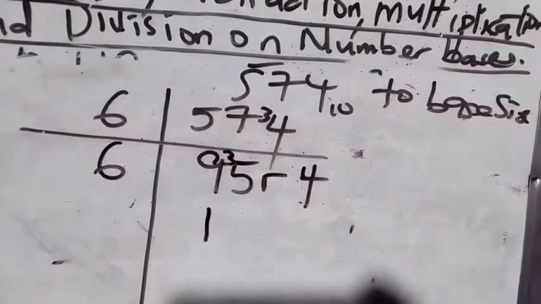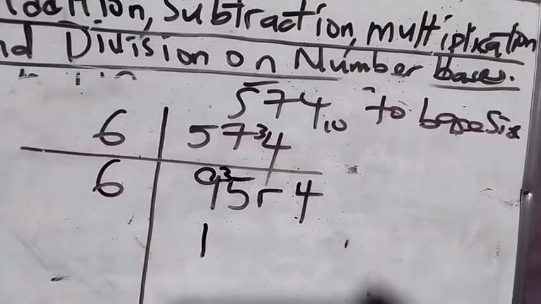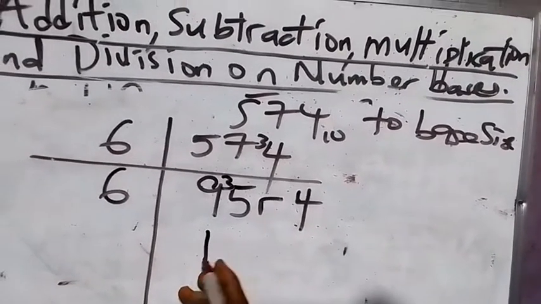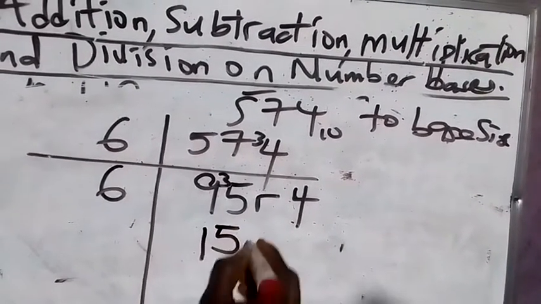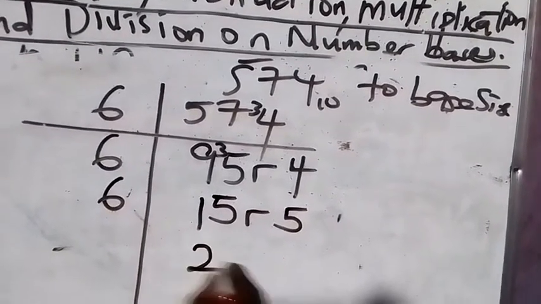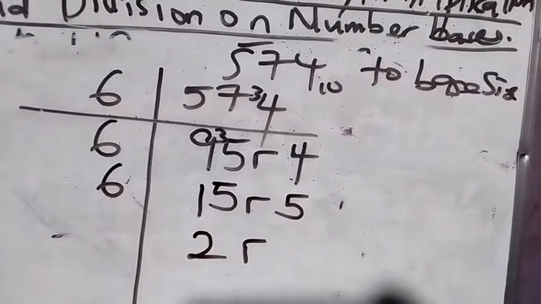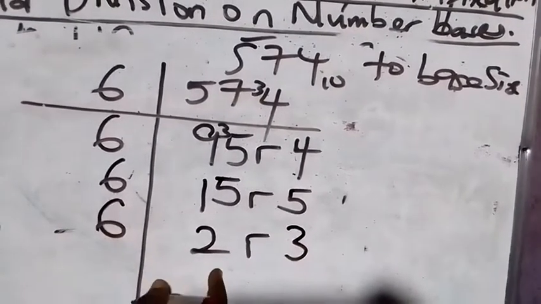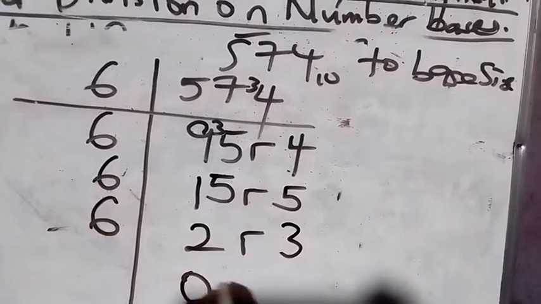How many 6 will I see in 35? That will be 6 times 5. Because 6 times 5 is 30. That's 5. Remainder 5. 6 in 15, that is 2. 2 remainder 3. Because 6 times 2 is 12. Remainder 3. And 6 in 2, it cannot go. So you write 0. Now write remainder 2.